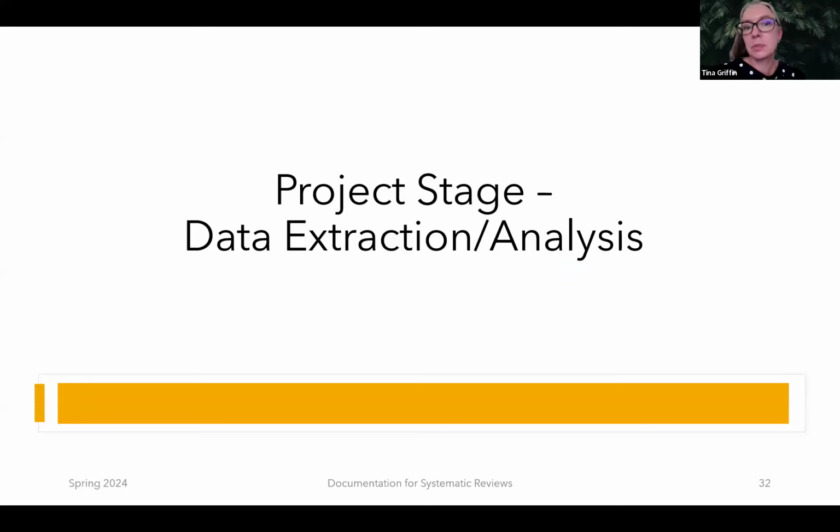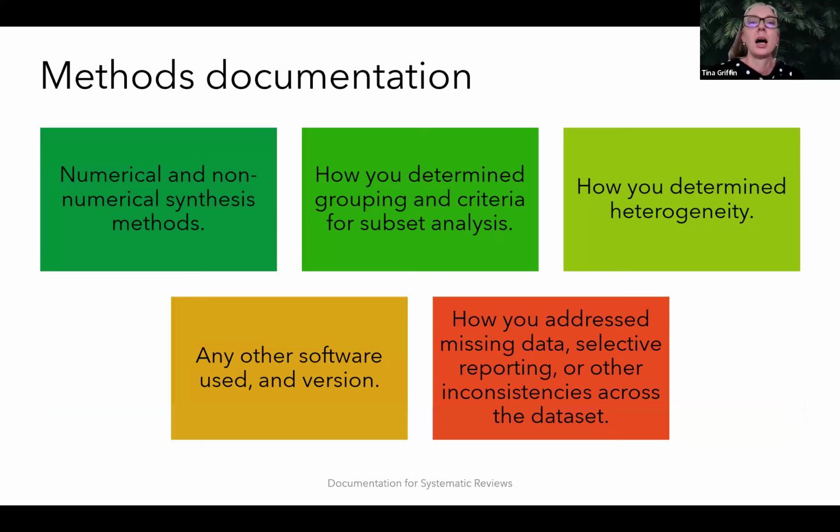It's going to be very similar for data extraction and analysis as well. In all of your data extraction, this is your basic methods documentation. Keep track of your numerical synthesis methods and your non-numerical. This looks very similar to how you would do a methods section for any other methods paper. So how did you determine your grouping and your criteria for analysis? Did you use any other software and versions for your analysis?